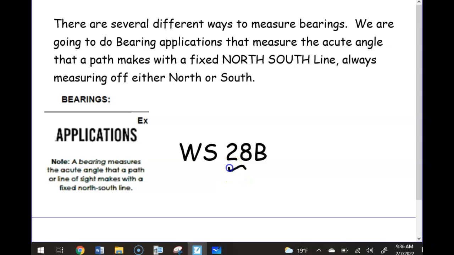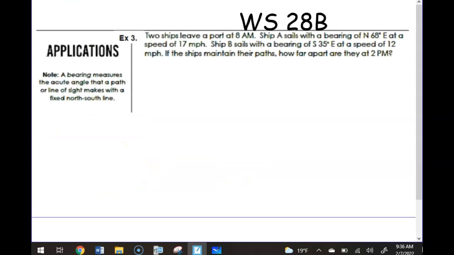Okay, so this is on worksheet 28B. This little box is right next to number 3. Everybody find it? It says 2 ships leave a port at 8 a.m. Oh, already I remember this has a rate time distance application.